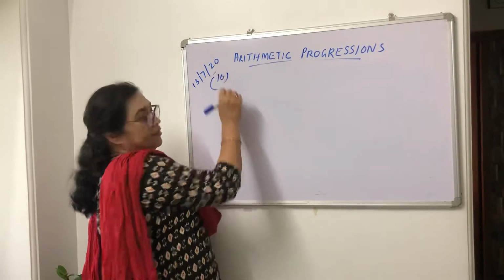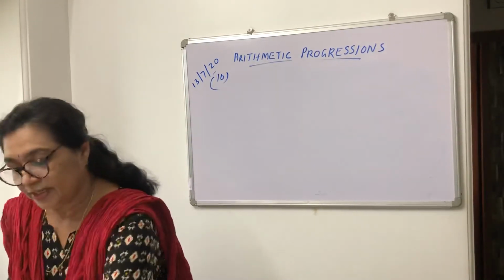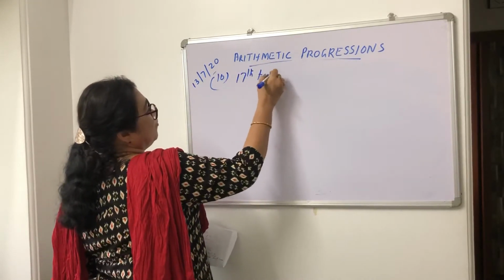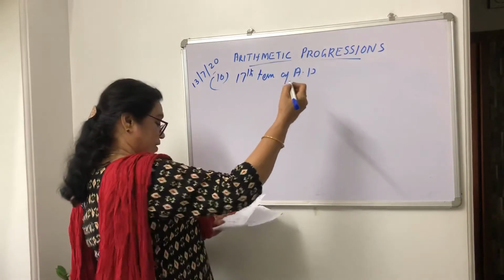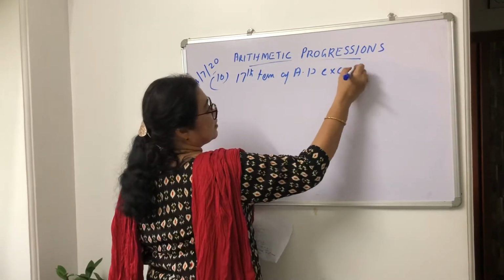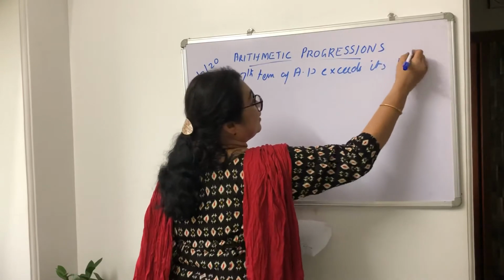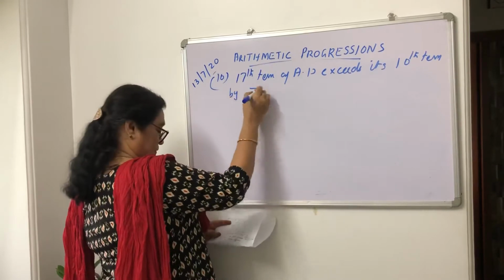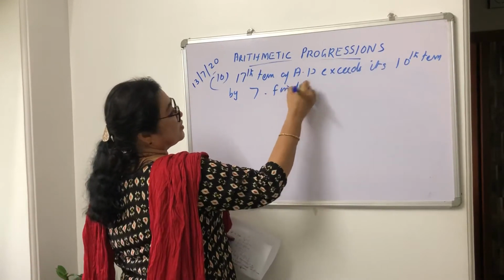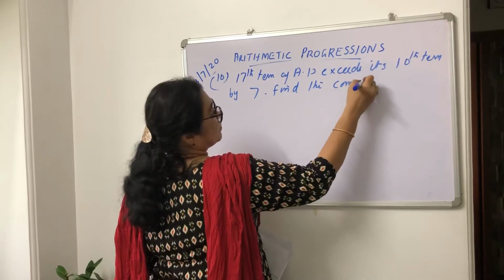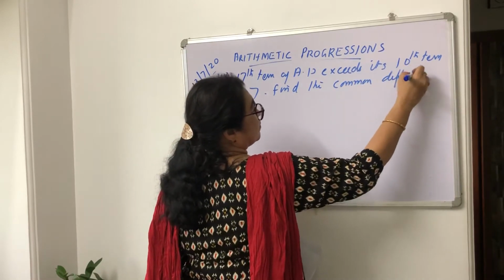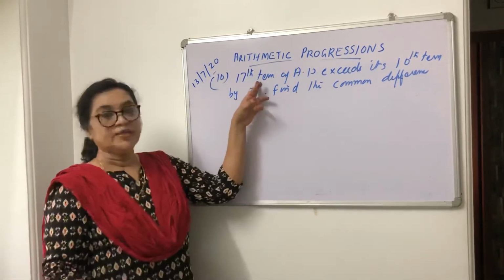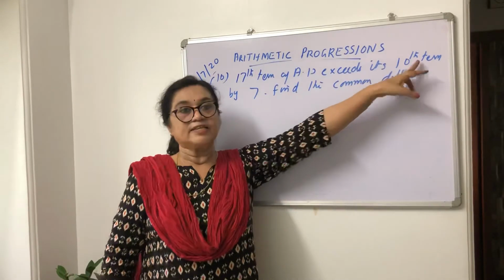Now 10th question, it is given the 17th term of an AP exceeds its 10th term by 7. Find the common difference. The 17th term of the AP exceeds its 10th term.